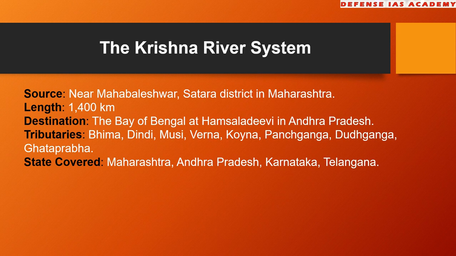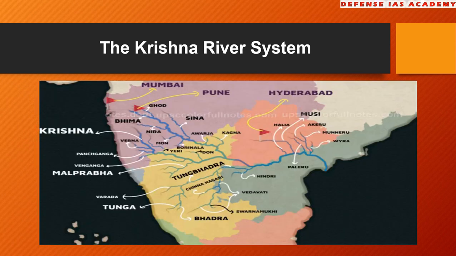The total length of the Krishna river system is 1400 kilometer, and the destination, that is, it finally falls into the Bay of Bengal at Hamsaladevi in Andhra Pradesh. Then the tributaries are Bhima, Dindi, Musi, Verna, Koina, Panchganga, Dudhganga, and Ghataprabha, and the main tributary is the Tungabhadra river, which is formed from the Tunga and Bhadra rivers. Then the states covered are Maharashtra, Andhra Pradesh, Karnataka, and Telangana.